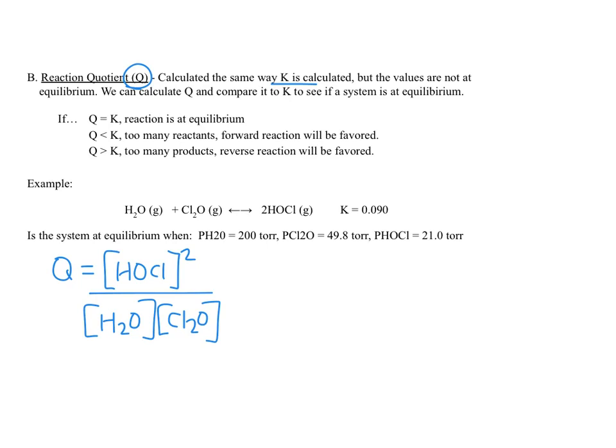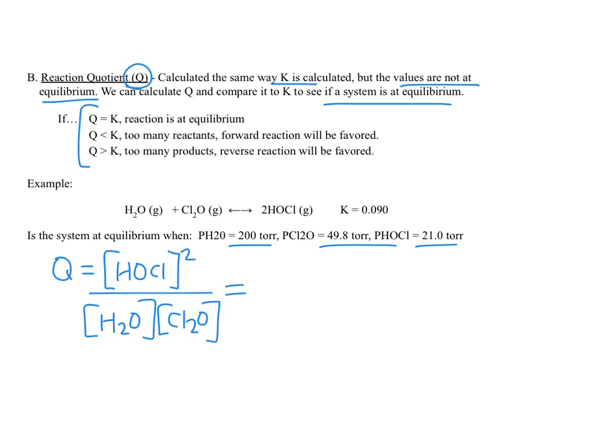We use our expression the exact same way that we calculate K. The only difference is the values that they give us are not at equilibrium. So all these pressures, oh, these are pressures. I should have put this as pressure instead of concentration. That's okay. These values are not at equilibrium. These are just values that are given. What you have to do is to figure out if a system is at equilibrium or not. So there are some guidelines right here to help us figure that out. Let's go ahead and plug these numbers in and see what we end up with.